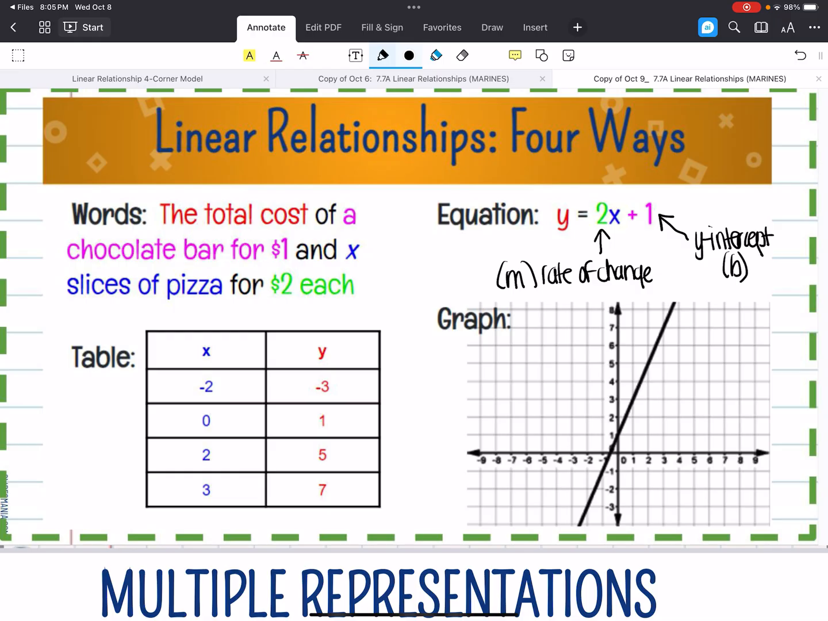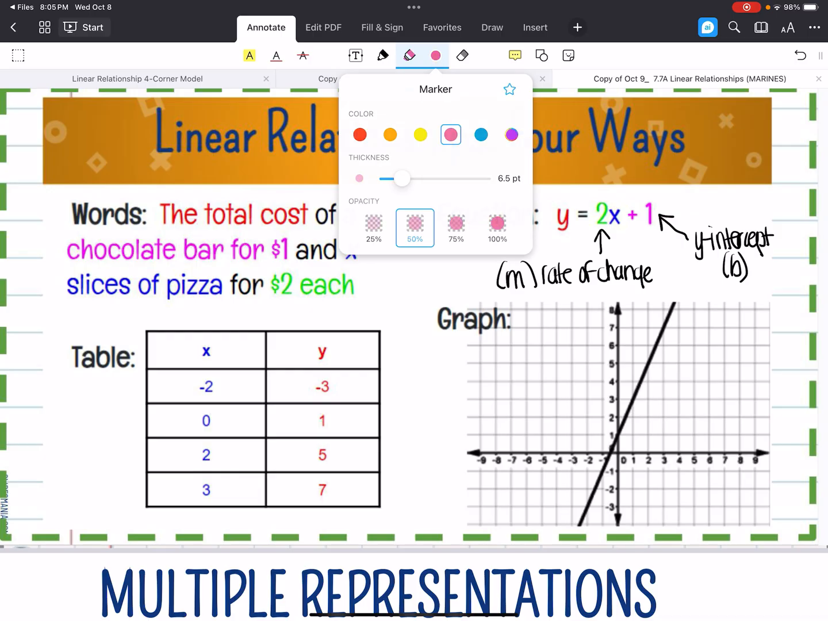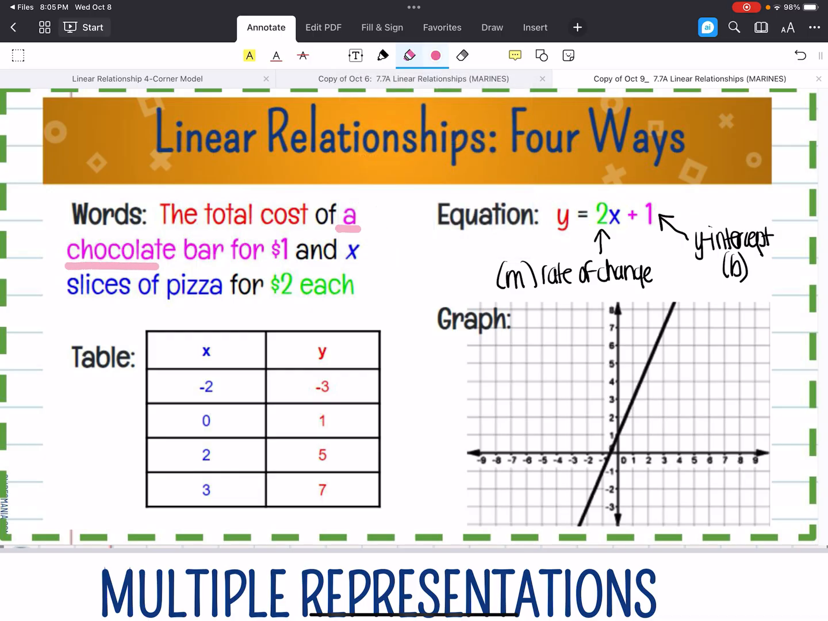And if you look at the word form, it's stating the total cost of a chocolate bar for $1. Notice it is singular. It's saying a chocolate bar, hence our y-intercept. And slices of pizza for $2 each. Keyword here, each, lets us know we're multiplying.